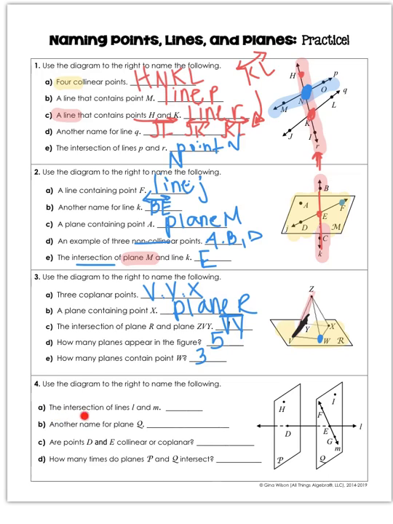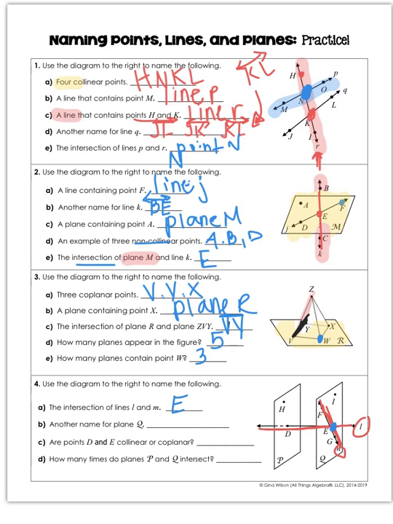The first question says, the intersection of lines L and M. The first thing I need to do is find line L. I see L here, so this is line L. Then I'm looking for line M, which I see the little M there, so this is line M. I see that they intersect at this point, which is labeled E. So they intersect at point E, and I just labeled that with a capital letter.